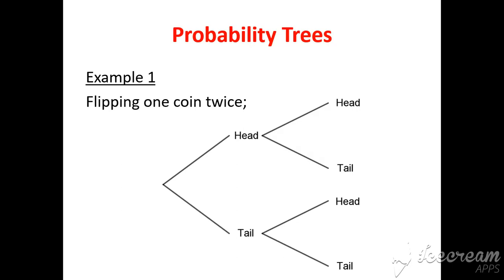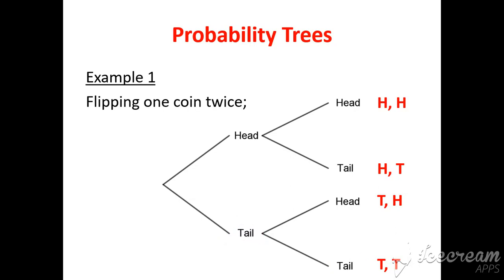Now let's work through all the outcomes. We could get a head on the first coin and a head on the second coin. So head, head, HH. We could get a head on the first coin and a tail on the second coin. Head, tail, HT. We could get a tail on the first coin and a head on the second coin. That's written down as TH. Or we could get two tails. Tail on the first coin, tail on the second coin, TT. So all our outcomes are now written down.